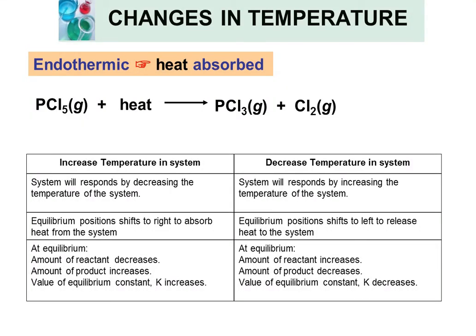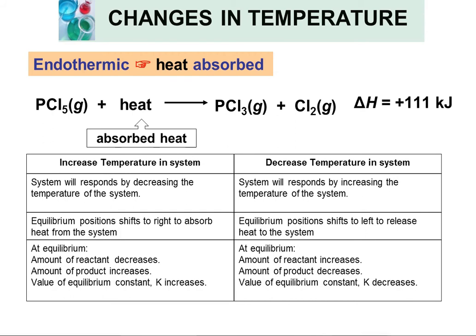For an endothermic reaction, heat is a reactant. Heat is absorbed in this reaction. Increasing the temperature of the system, the system will respond by decreasing the temperature of the system. The equilibrium position shifts to the right to absorb heat from the system. And at equilibrium, the amount of reactant decreases, the amount of product increases. The value of the equilibrium constant K increases.